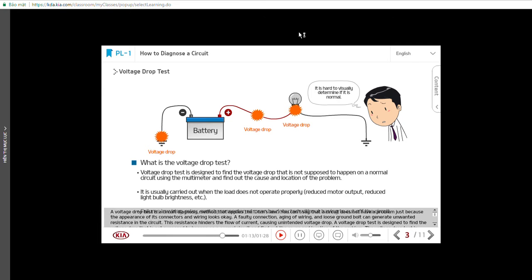The voltage drop test is usually carried out when the load does not operate properly. You don't need to disconnect other circuits for measurement, so it can be carried out easily. By using the voltage drop test, you can find out abnormal circuit failure cases, such as a faulty connection and aging of a connector or switch.